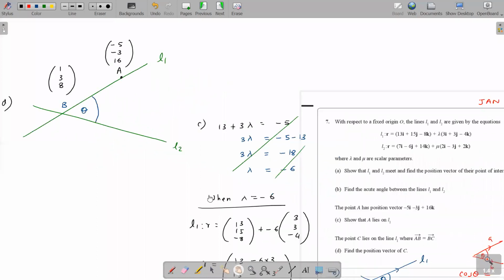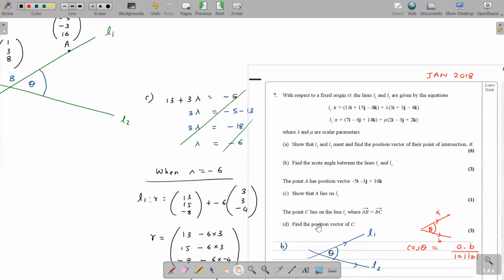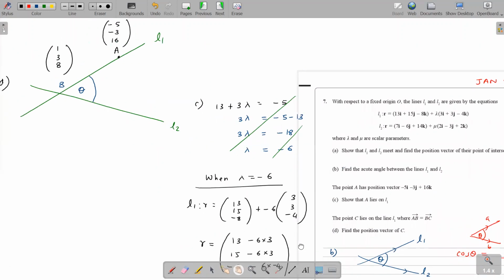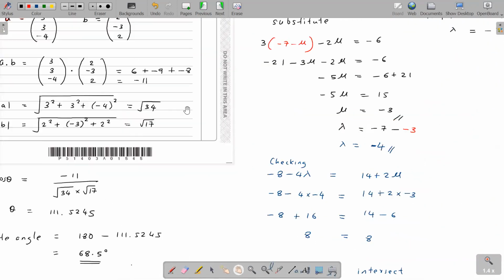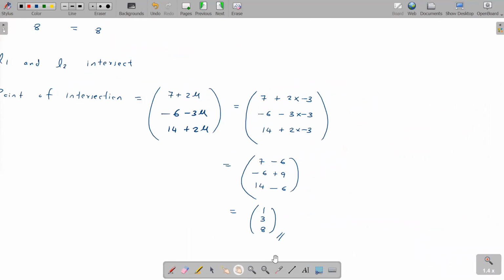Okay, and then what else do we have here? The point C lies on L1, line 1 again. The point C lies on line 1, where vector AB is equal to vector BC. Minus 1. Sorry, what did I do wrong? Minus 1 for the B. Minus 138. Okay. No, it's not minus 1. It is plus 1. 7 minus 6 is plus 1, isn't it? It's plus 138.